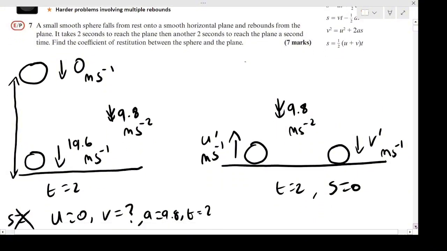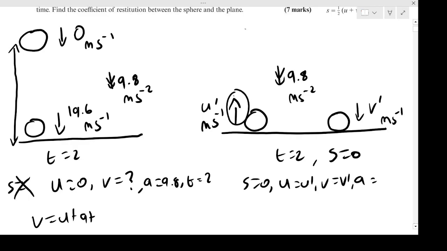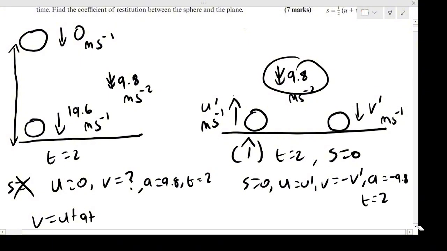So now I can use SUVAT quite nicely. S is going to be 0, U is going to be U dash, V is V dash. Now again, we're considering upwards as positive. So technically it should be minus V dash, shouldn't it? Because the speed is going down, so it's minus V dash here. A is also going to be minus 9.8, because acceleration is also going downwards, and T is 2. Okay, so hopefully happy with that.